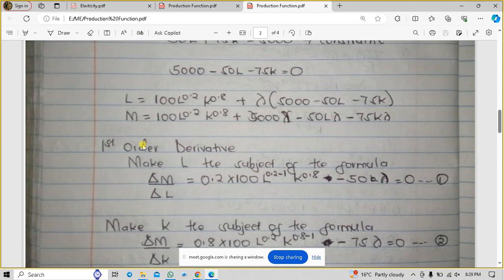So we can proceed. We go to first order derivative. In first order derivative, we are making L the subject of the formula. It means that you are going to differentiate. When you hear the term derivative, it means differentiation. I think we did calculus last semester. So we derive, so we differentiate. I hope you can see my screen.